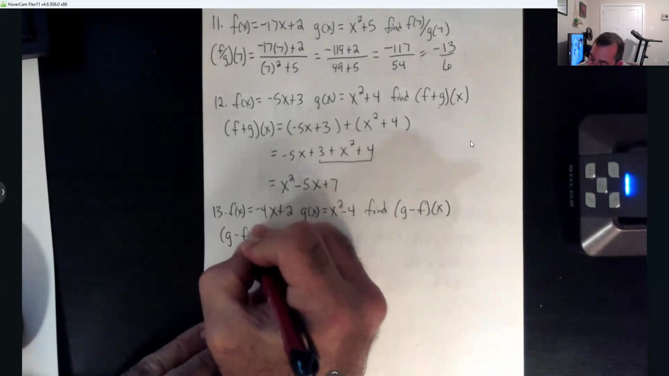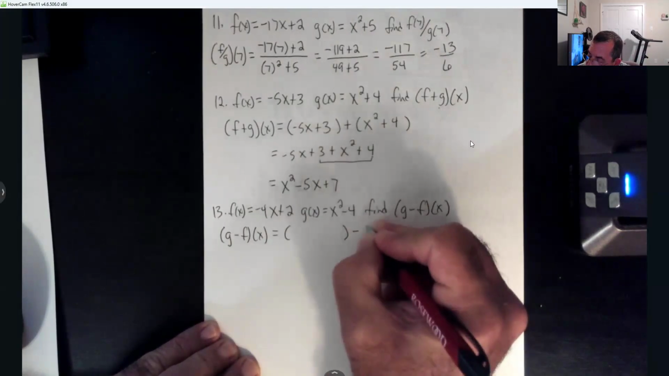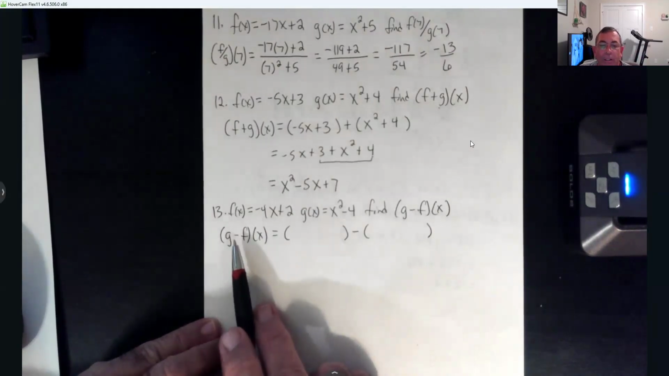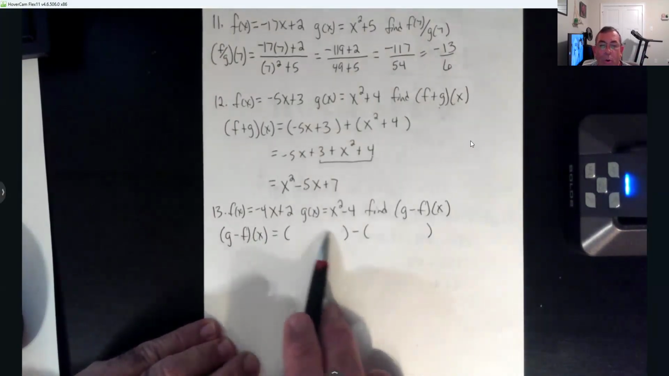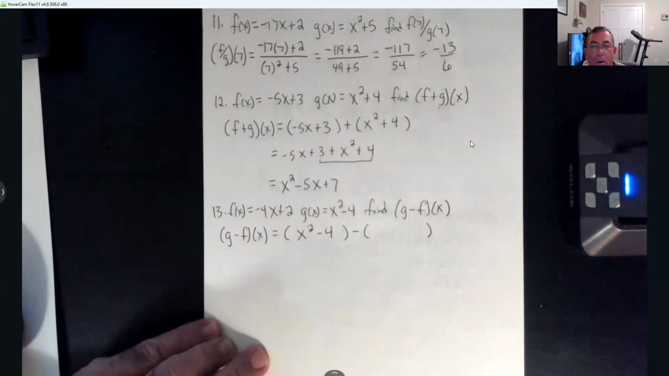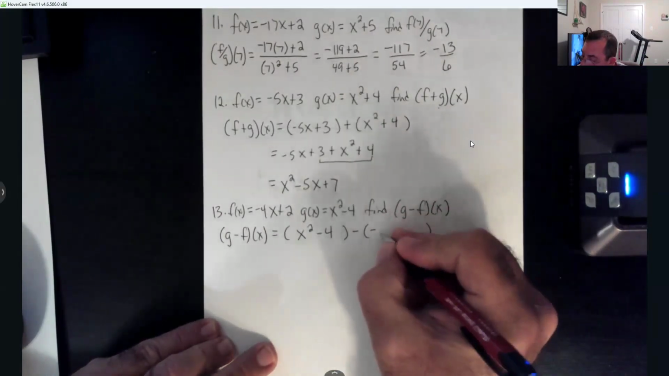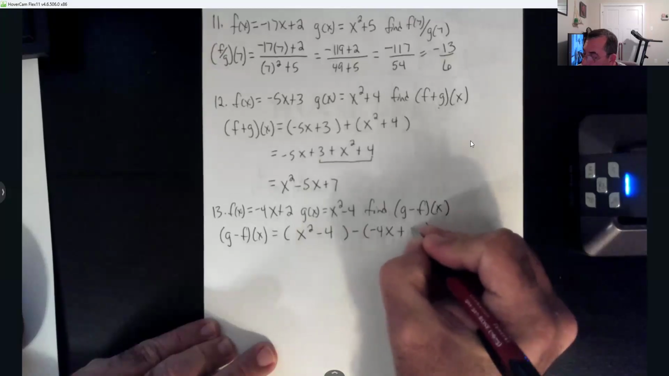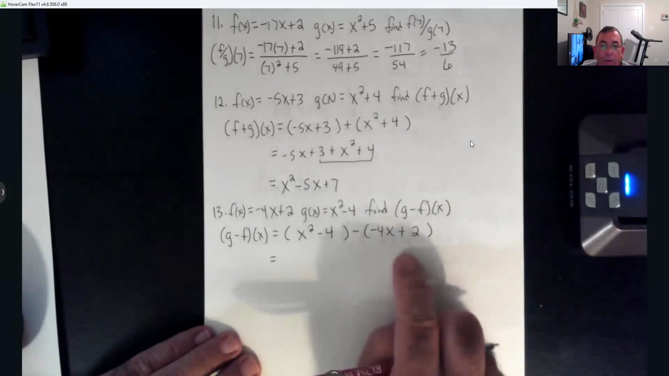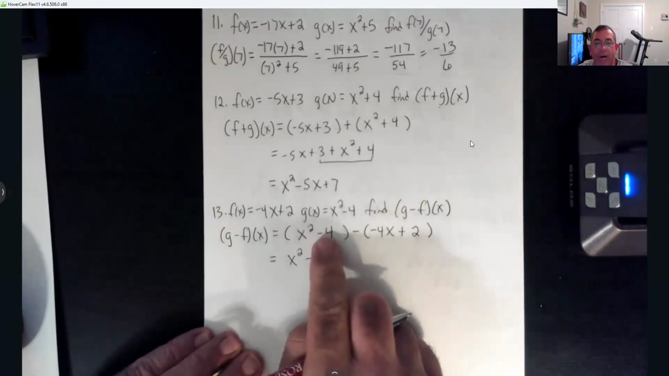All right, y'all. So g minus f of x will be the first function minus the second. Notice it's g minus f. So g is going in the first parentheses, x squared minus 4. F is going in the second parentheses, negative 4x plus 2. All right, y'all, so we would drop parentheses, bring down that x squared minus 4 for the first one.